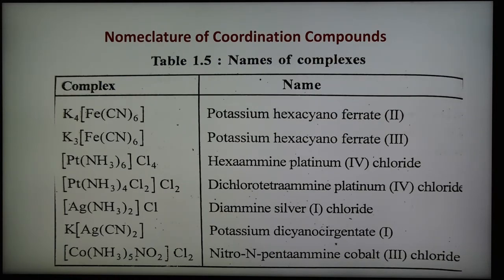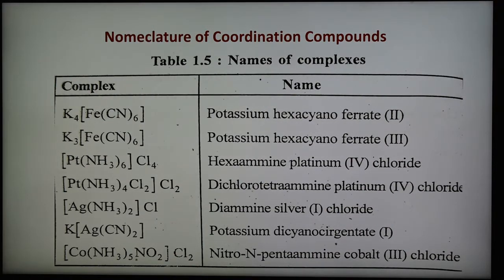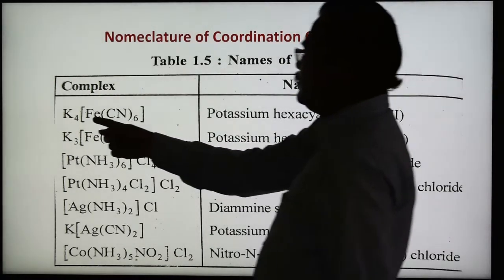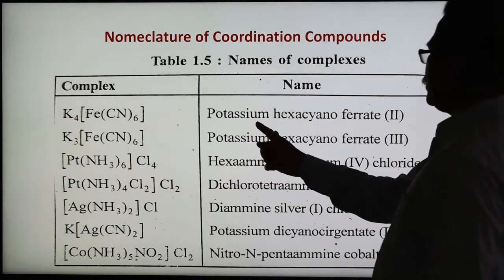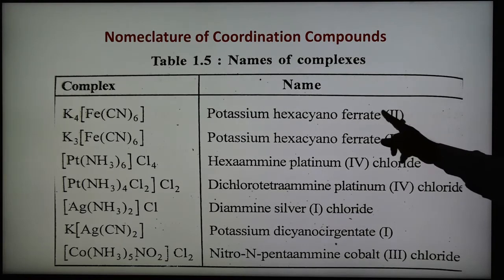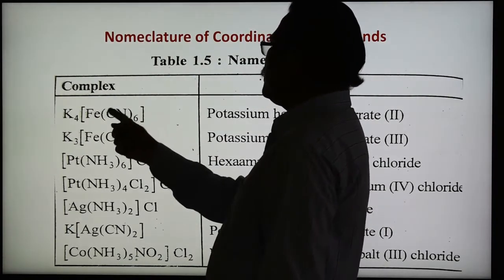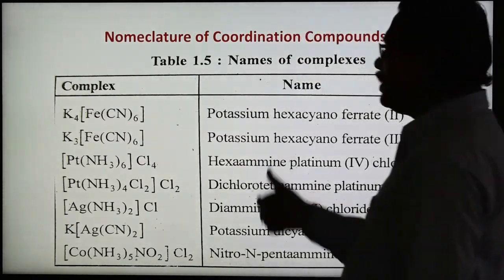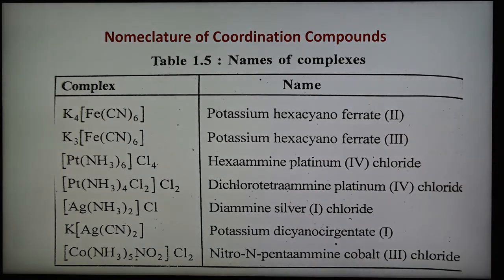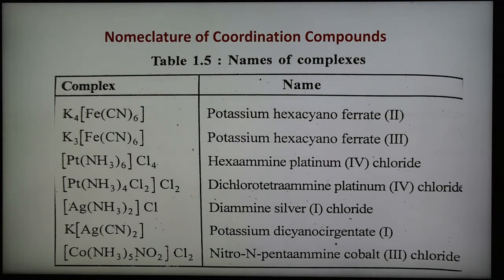Now by using all these rules, we can write the names of complexes. First is K4[Fe(CN)6]. The common name is potassium ferrocyanide. Now we can write potassium, no need to write this number, hexacyanoferrate 2. Ferrate, because the metal is part of the negative ion: the potassium is the positive ion and this complex is negative, therefore we have to write ate in the name of the metal. So in this way, potassium hexacyanoferrate 2 is the IUPAC name.